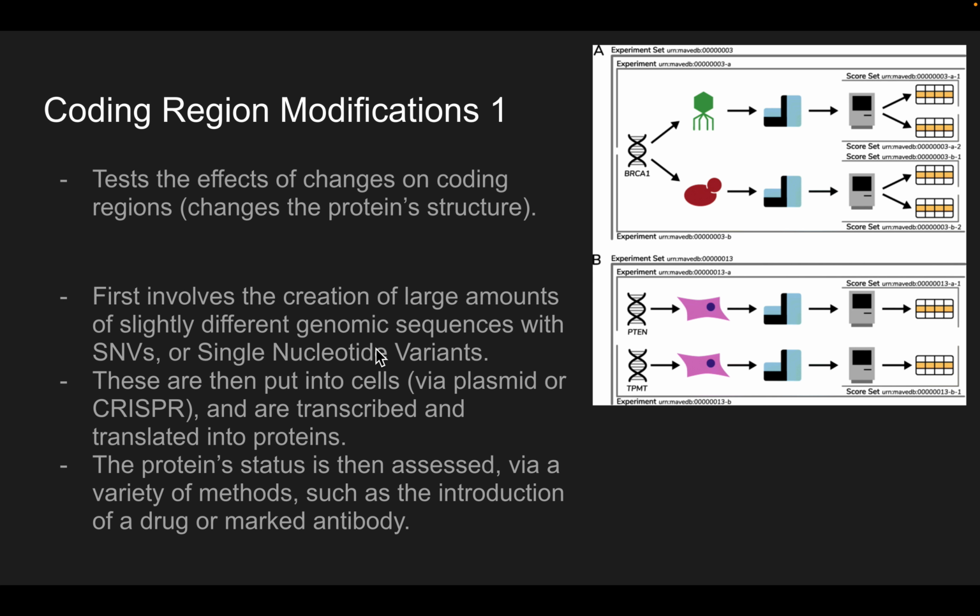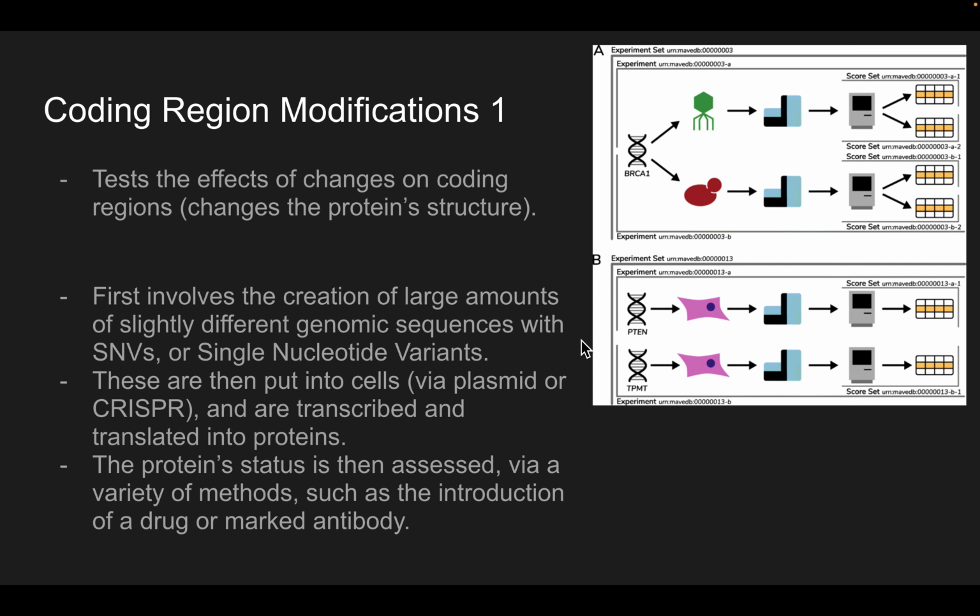So this is a type of MAVE which involves changes in the coding regions. Do recall that MAVE can involve changes in both the coding and non-coding regions. This is how it's done in the coding regions. So coding regions, as you know, actively change the protein structure, which changes its function. So the way this is done, the entire process, basically the first step is to create large amounts of slightly different genomic sequences with single nucleotide variants, or SNVs. And that basically means only one nucleotide in the entire sequence is changed. You'll see why that's done soon.